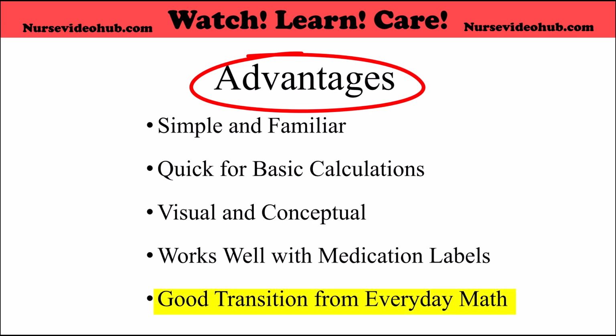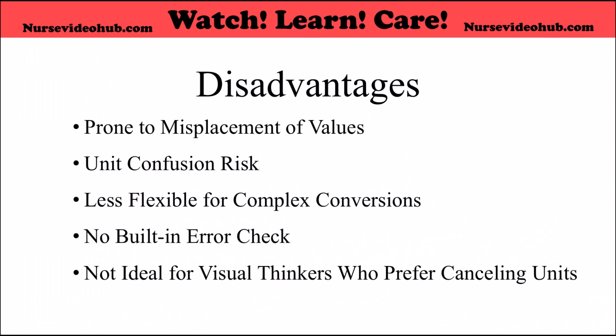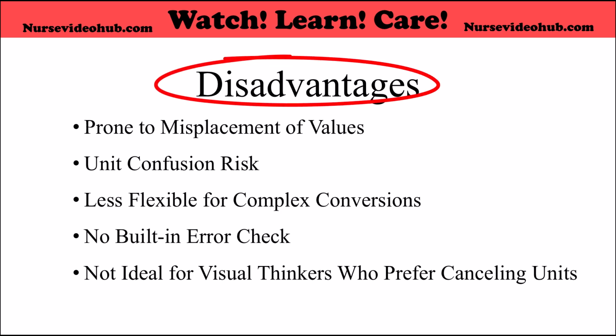And number five, it's a good transition from everyday math. It builds on math most people already use, recipes, sale price comparisons, making it less intimidating initially. There are disadvantages of the ratio proportion method. Number one, it is prone to misplacement of values.